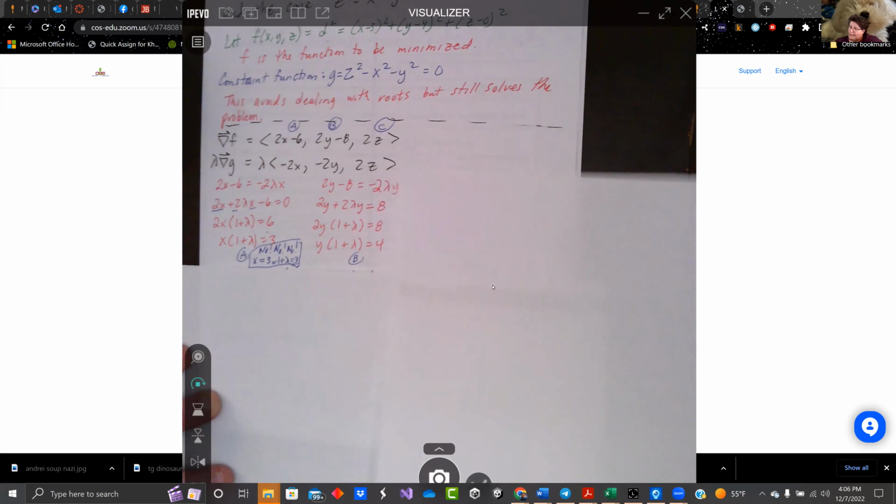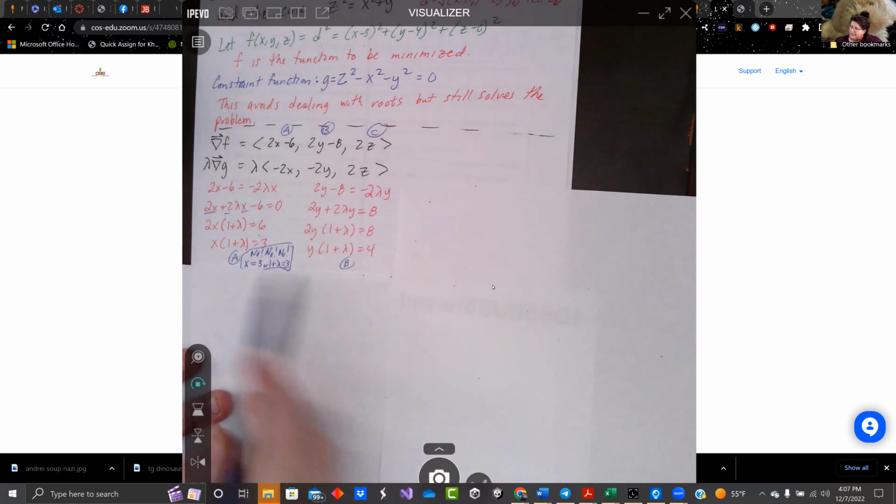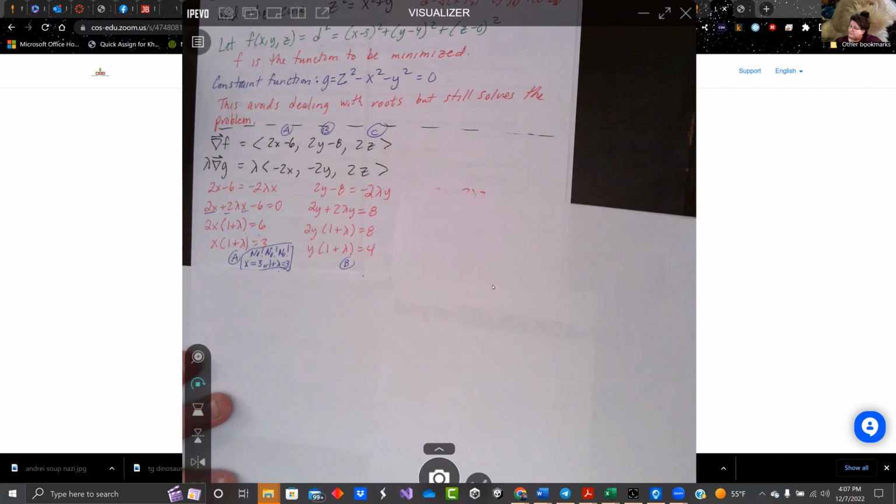So if we look at doing B, the j component, I'm going to do the same thing. I got 2y minus 8 equals negative 2 lambda y. We'll move all my y's to the left and my constants to the right, and when I divide by 2, I end up with y times 1 plus lambda equals 4. And again, same thing as we said here. We cannot say that each thing equals 4. It's only when the right side equals 0.